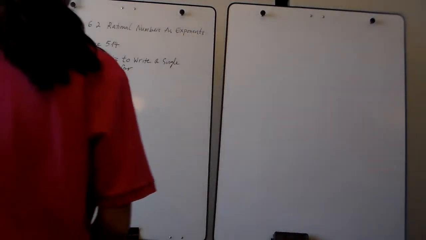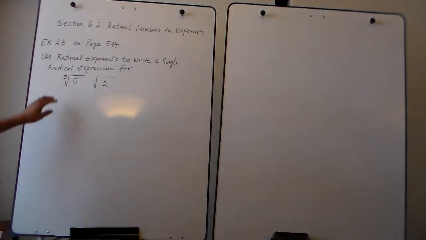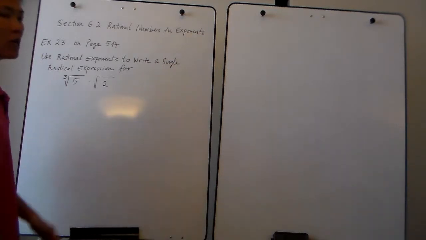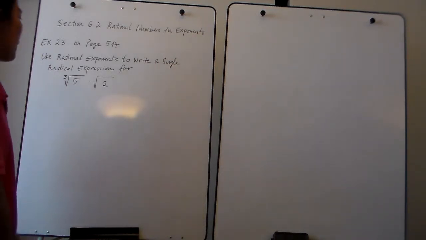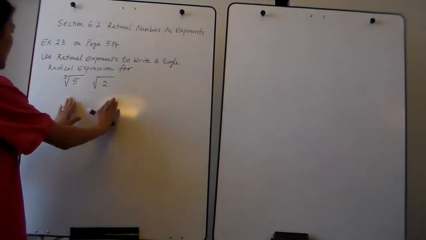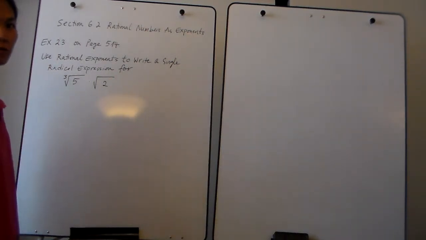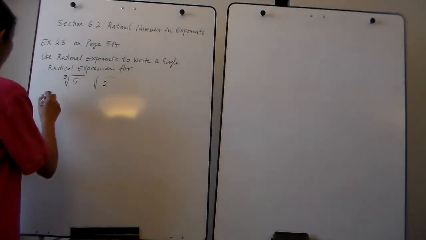Example 23 on page 514. On rational exponents, to write a single radical expression for the two radical expressions. So basically, we combine the two radical expressions into one radical expression. Solution.